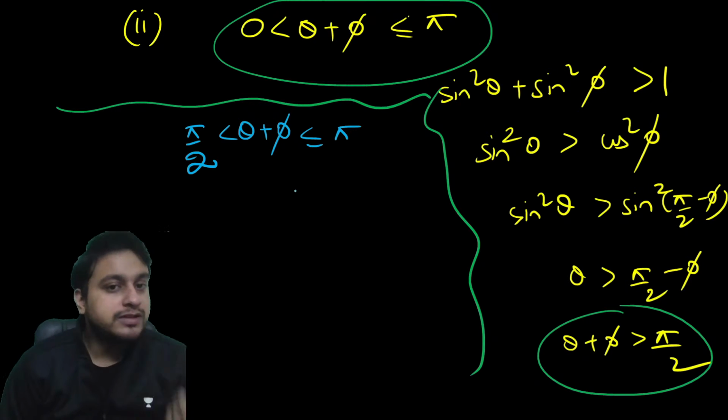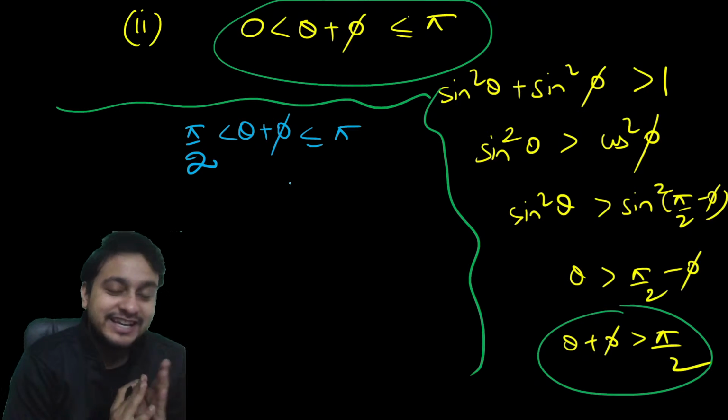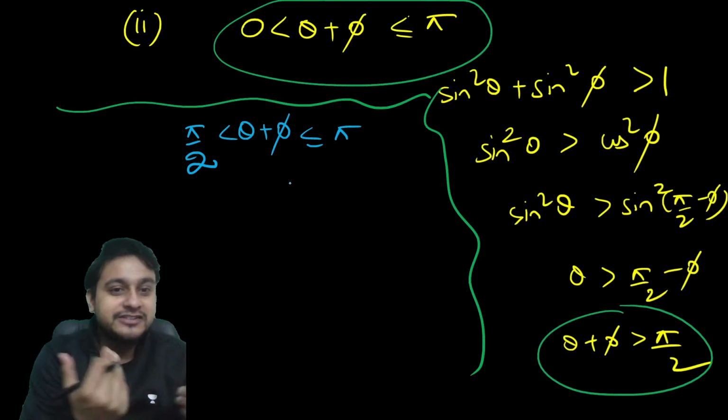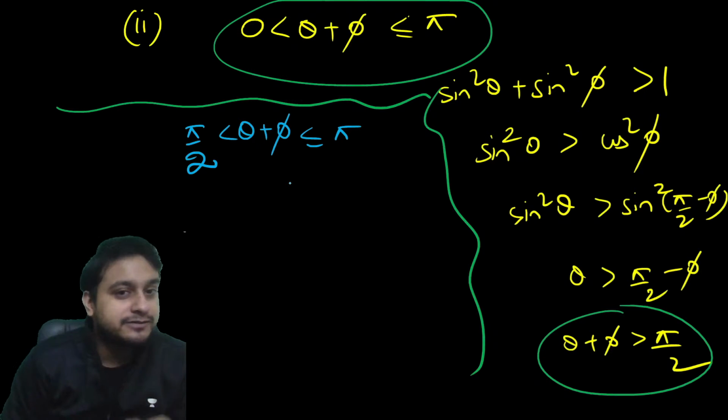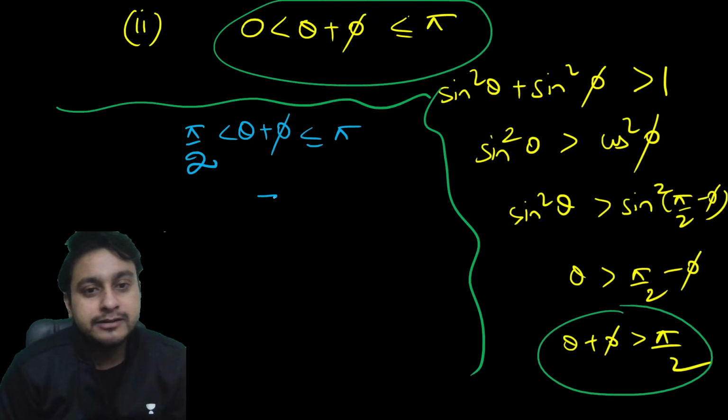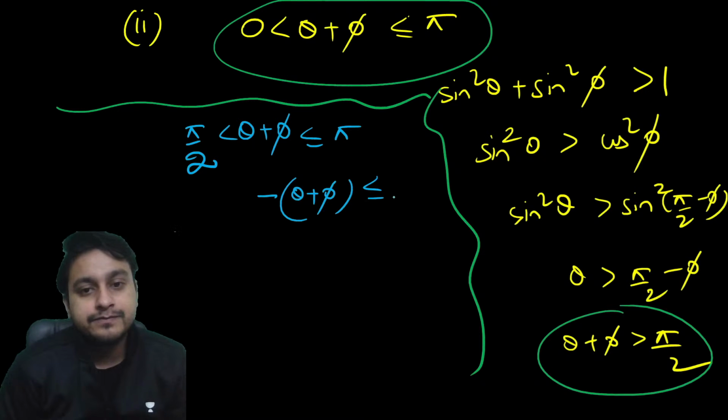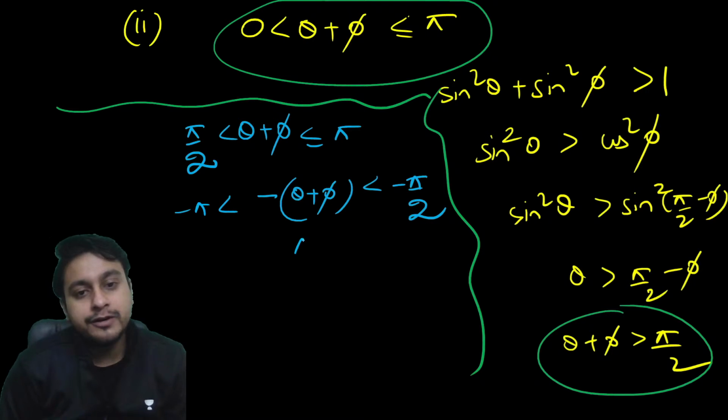Now guys, we have to do something extraordinary, right? We have to get this in the favorite region of sine, because we are getting that theta plus phi. So how to get that, guys? Simple, just multiply by minus. First step, inequality will flip. Here you will get minus pi by 2, and here you will get minus pi.